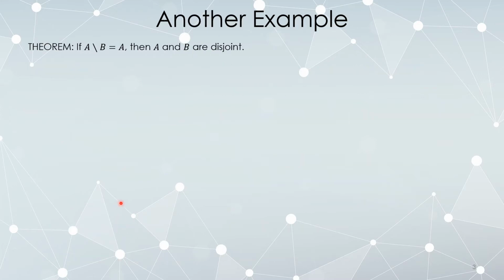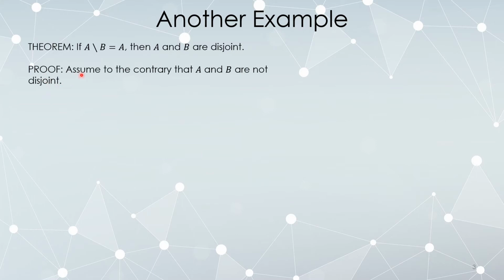Okay, moving on. Here's another example. If A minus B is equal to A, then A and B are disjoint. Now, in order to prove this, we need to remember definitions. What is the set difference? What does set equality mean? And what does the word disjoint mean? All of these definitions are important, and you really have to commit them to memory.